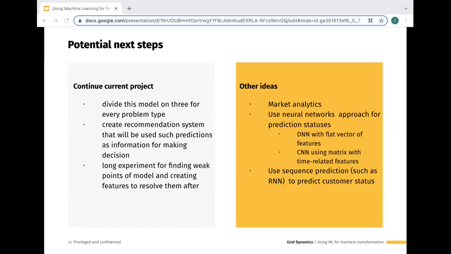And also a good point is to try sequence predictions, for example RNN or something similar, to predict customer status, because as you can see from the beginning of the presentation, statuses of customers are sequences. So the approach that we used in this proof of concept can lose some information about the order of these statuses.